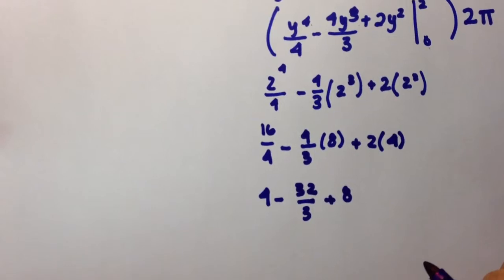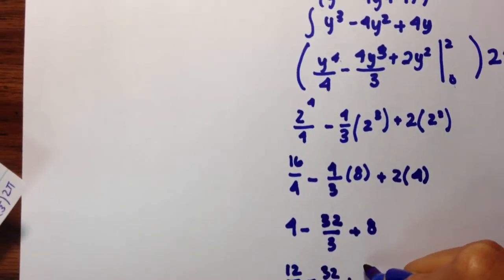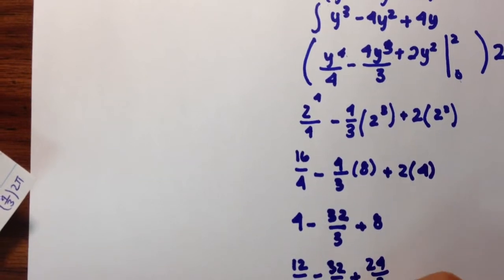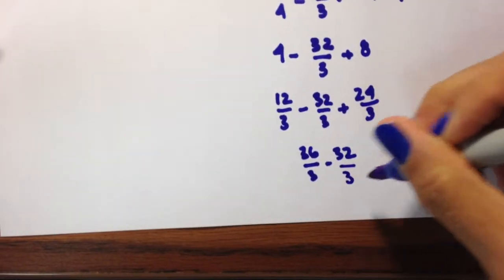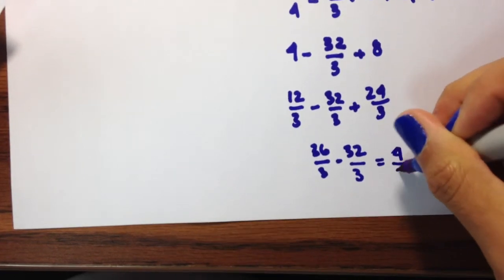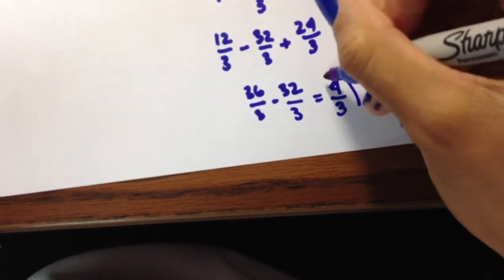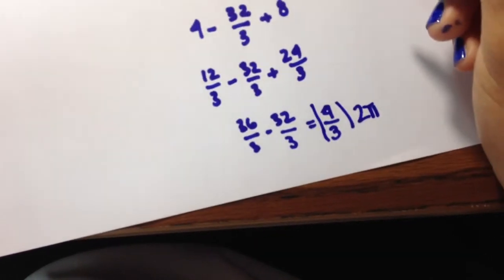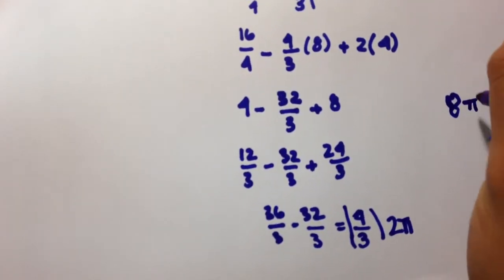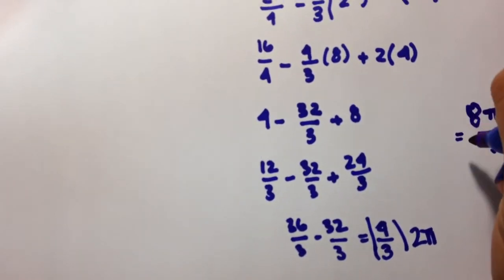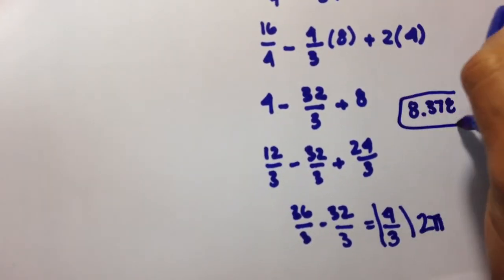Now we want a common denominator, so we multiply everything by 3. Then if we simplify this, we're going to get 36 over 3 minus 32 over 3, which gives you 4 over 3. And then we can't forget about this 2 pi that we have up here. So if we multiply this by 2 pi, you get 8 pi divided by 3. And this is going to give you something around 8.378, which is your final answer.